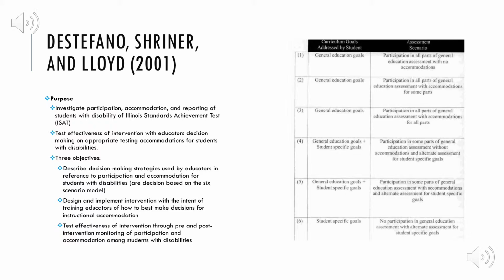Additionally, the second objective was to design and implement an intervention with intent of training educators on how to best make decisions for instructional accommodations. And the third objective of the research was to test the effectiveness of their intervention model through pre- and post-intervention monitoring of participation and accommodation on the ISAT.